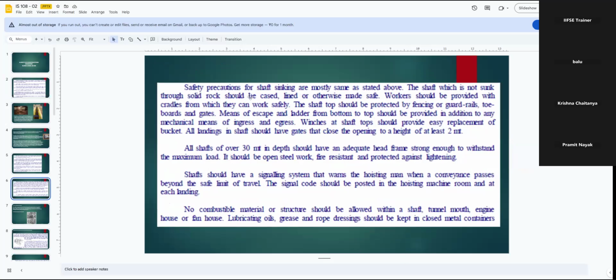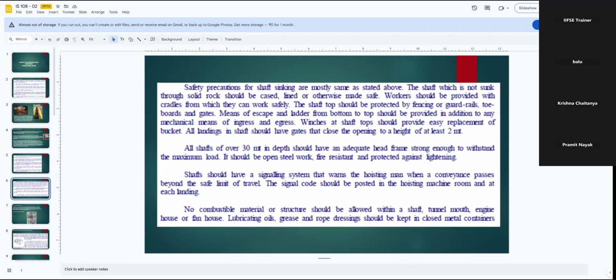Safety precautions for shaft sinking are mostly the same as above. A shaft which is not sunk to solid rock should be secured or lined or otherwise made safe. Workers should be provided with cradles from which they can work safely. The shaft top should be protected by fencing or guardrails, toe boards, and gates. Means of escape and a ladder from bottom to top should be provided, in addition to any mechanical means of ingress and egress.